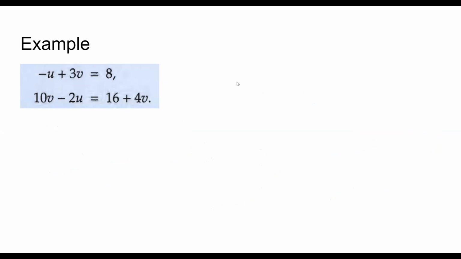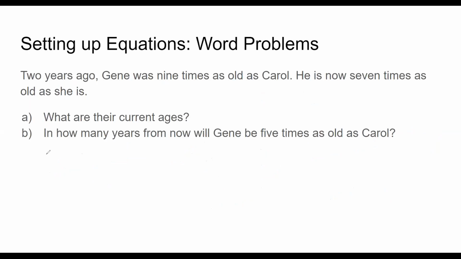All right, so in competition math, the most important thing with systems of equations is you want to be able to convert the words on the page into algebra equations. So let's look at this problem. It says, 2 years ago, Jean was 9 times as old as Carol. He is now 7 times as old as she is. So what are their current ages? And in how many years from now will Jean be 5 times as old as Carol?